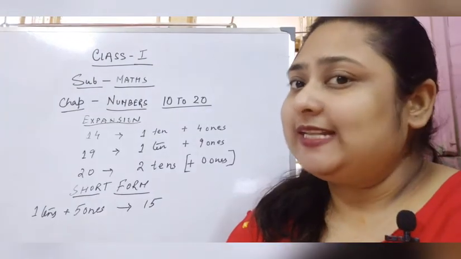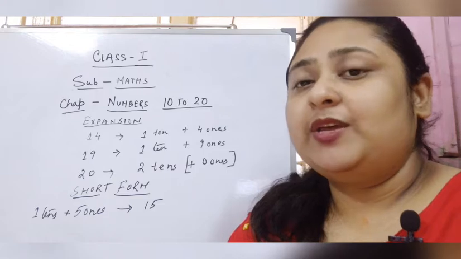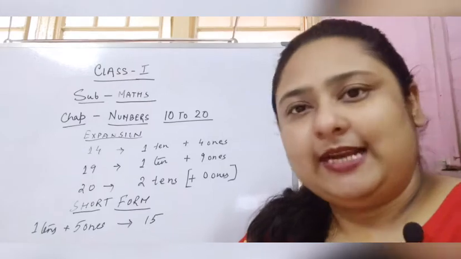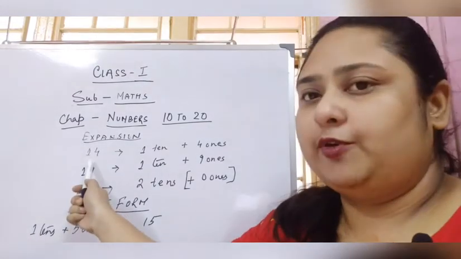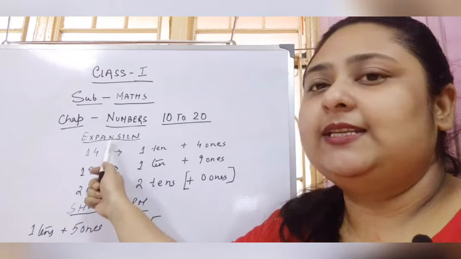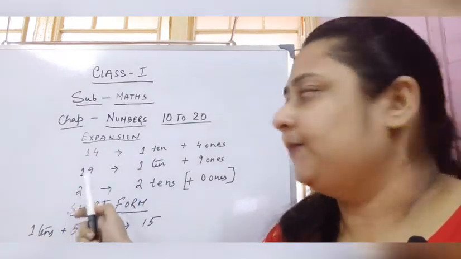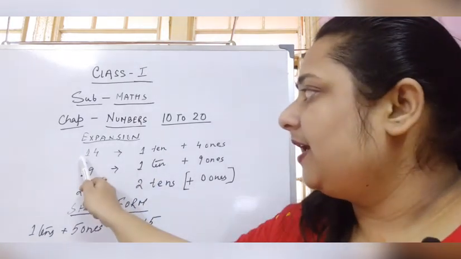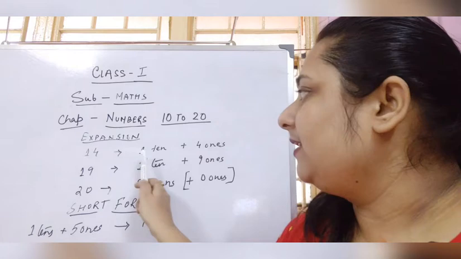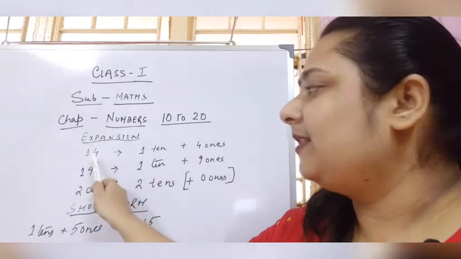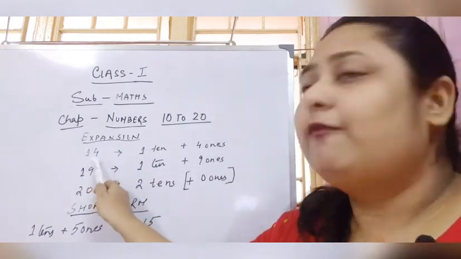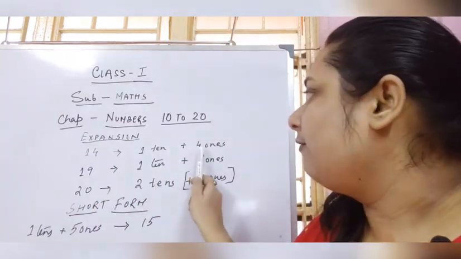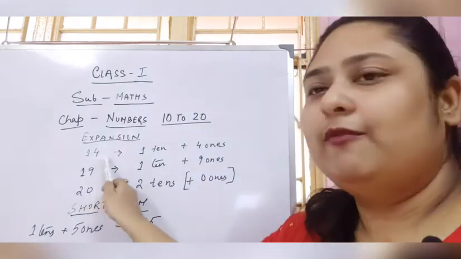When we know about the tens and the ones places, let's learn about the expansion and the short form. How can we represent a number? Let's see. If we write number 14, how can we expand it in the form of tens and ones? 14 can be written as 1 ten. Children, in the tens place only 1 is present, so we can say that 1 ten. And what is there at the ones place? That is 4 is present at the ones place. So we can write 1 ten plus 4 ones. So it becomes number 14.